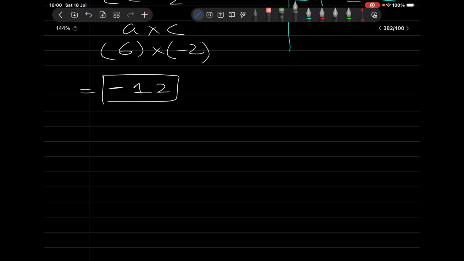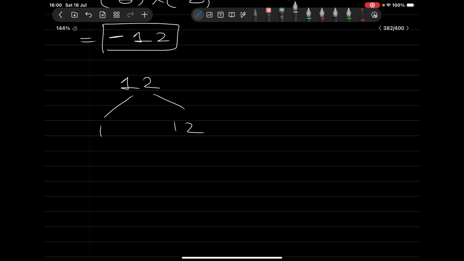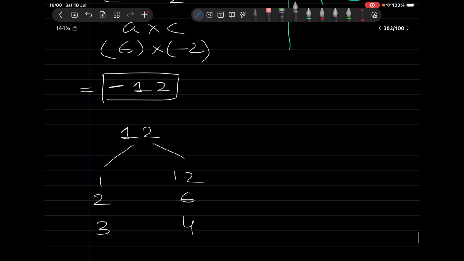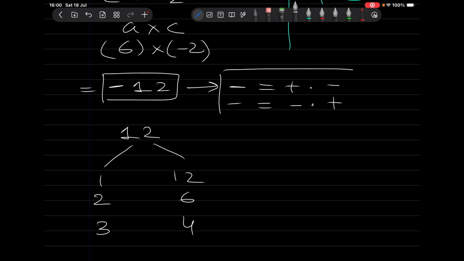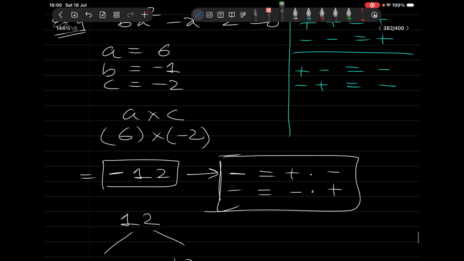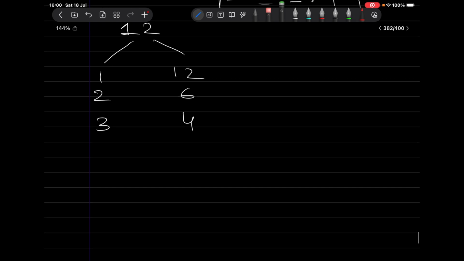So if I want to split 12, that is 1 into 12, 2 into 6, 3 into 4. Now since we have minus 12, minus we can get with plus into minus or minus into plus. So I will keep one sign positive, one sign negative. I want the coefficient that is equal to minus 1, so the difference should be equal to 1. If I see the difference, we have a difference of 11.